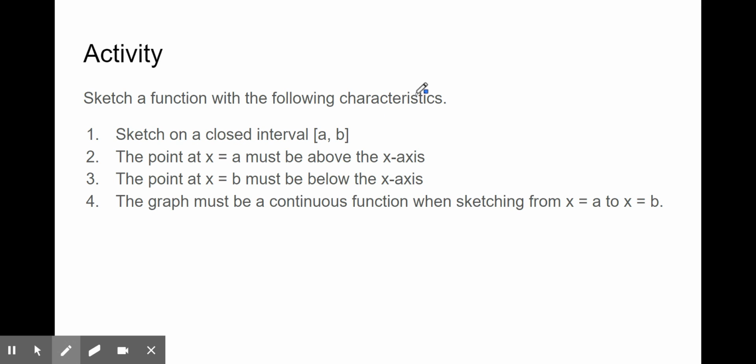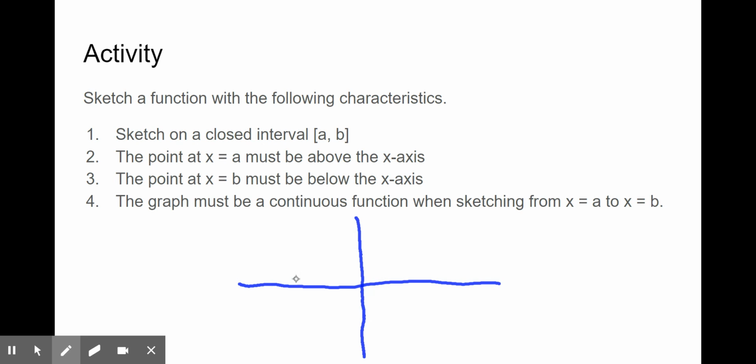Okay, so let's start actually with an activity. All right, we'll start with an activity. The activity is a pretty simple one. Basically, what I want you to do is sketch a function with the given characteristics. So read the four characteristics and sketch a function that would satisfy those characteristics. Okay? All right, so I'm going to do it also so that at least you have an idea, something to work with if you're having trouble.